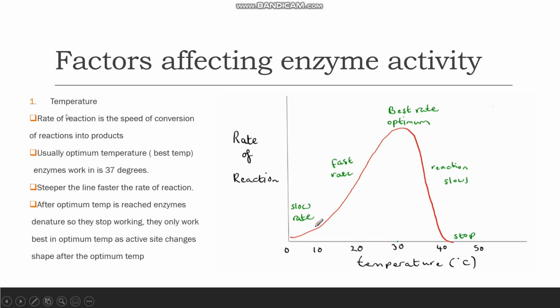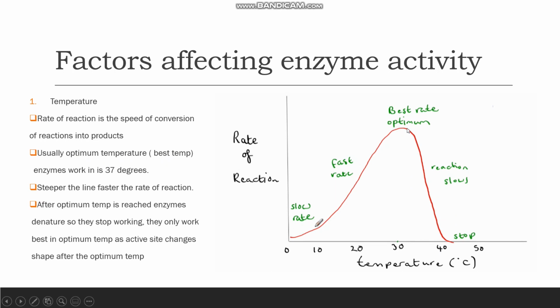So the first one is temperature. So on the right you can see a graph of how temperature affects the rate of reaction. So rate of reaction is the speed of conversion of reactants into products. So it's basically how quickly the reactants turn into products. So the usual optimum temperature that enzymes work in is 37 degrees. So optimum temperature is best temperature.